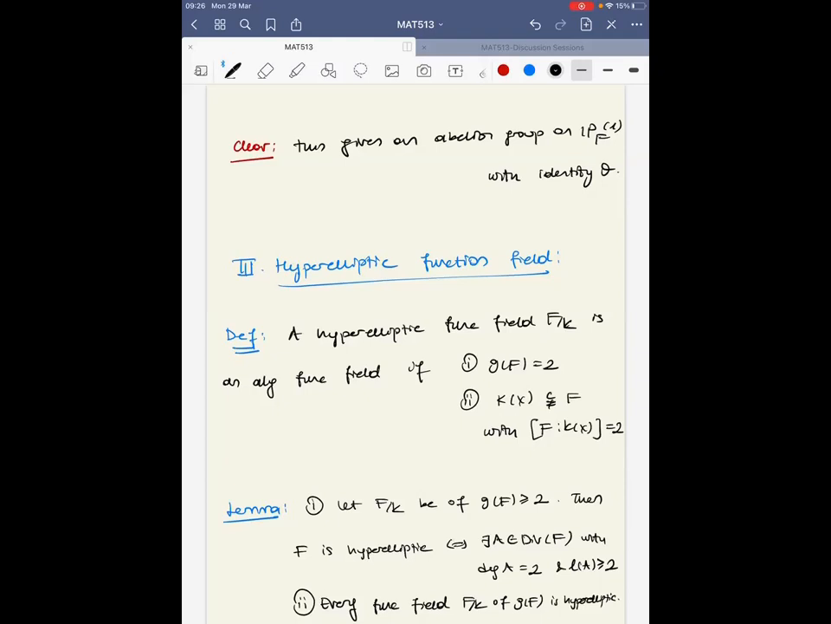So for instance, in the rational function field case, we see that to characterize the rational function field in terms of genus is not enough. We also need the degree 1 divisor. But with respect to this definition and this characterization in part 1, we will see that every function field of genus 2 gives us a hyperelliptic function field.